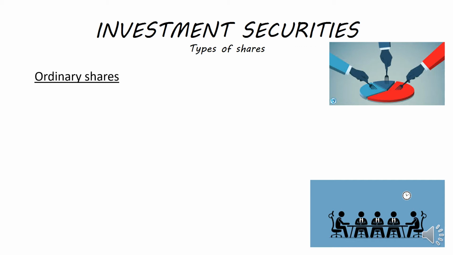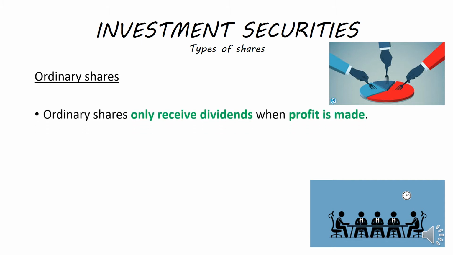If we look at the ordinary shares first, ordinary shares will only receive dividends when a profit is made. Remember, in previous lessons we said ordinary shareholders will only receive dividends if a company is making a profit. So if the company is making a loss, your ordinary shareholders will definitely not receive a dividend. But also remember they will only receive dividends if a profit is made and the board of directors decide that dividends will be paid out.